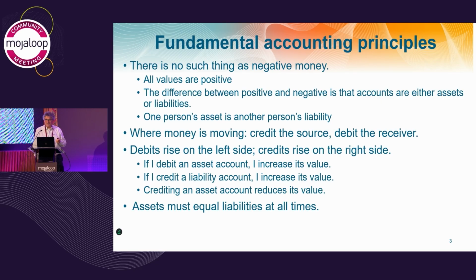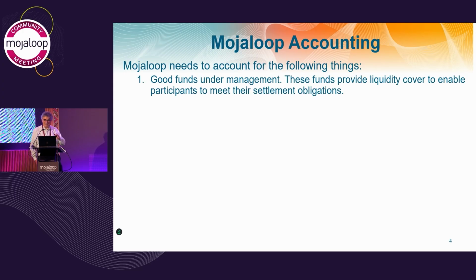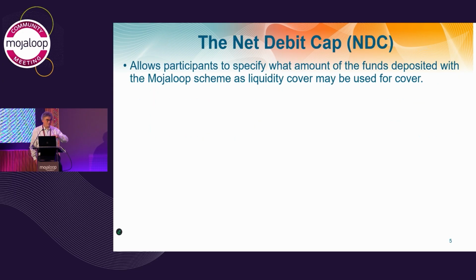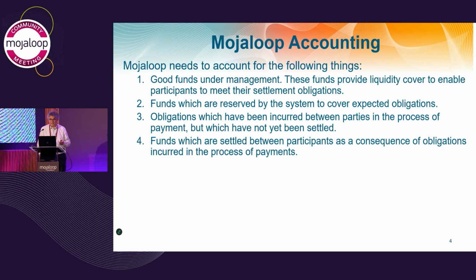Now, we need to account for a set of things in the Mojaloop system. First of all, we are a pre-funded system, and that means that DFSPs need to provide funds. They don't pay them to us directly, but they give us evidence that they have those funds. And those provide liquidity cover, which is what enables them to trade without any risk to the system overall, because the system is always confident that they've got sufficient funds to meet their obligations.